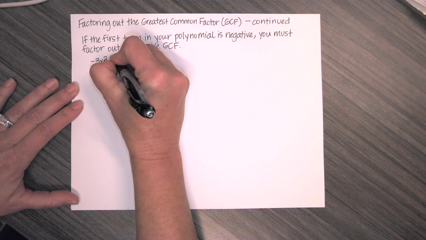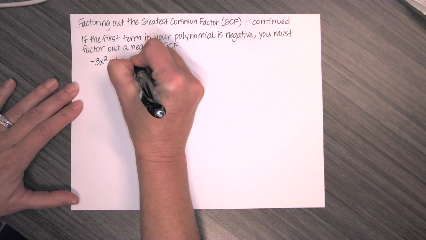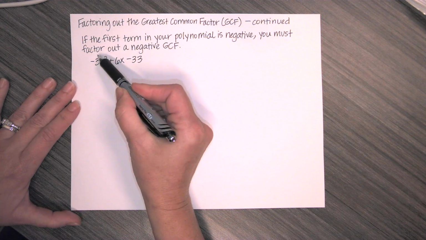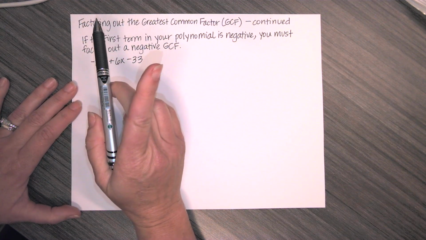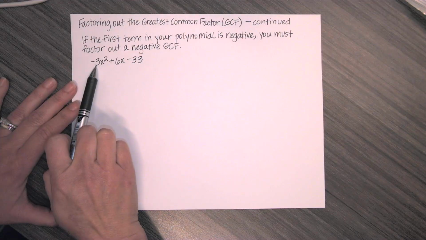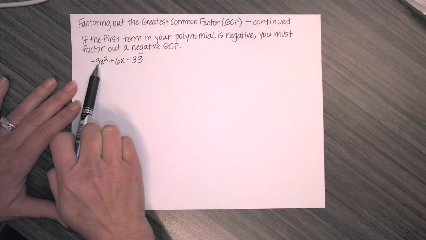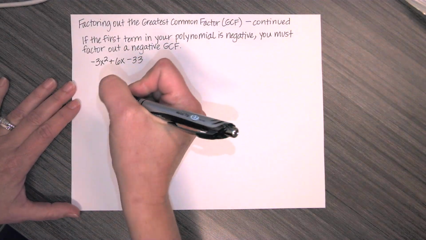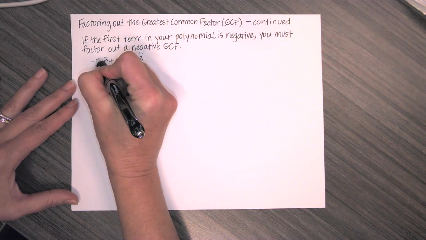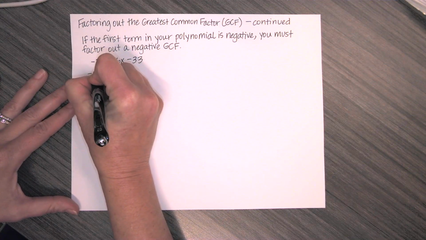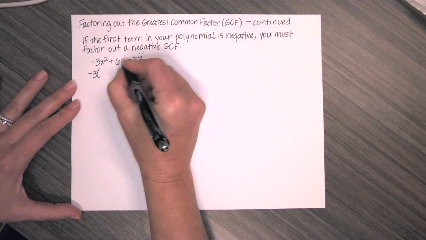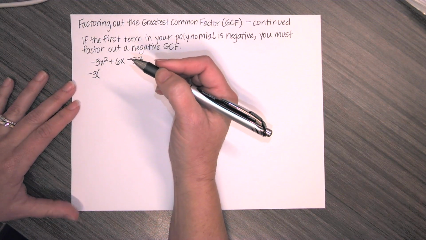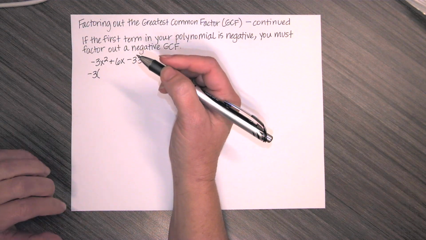If we have negative 3x squared plus 6x minus 33, we do not like for this first term in our polynomial to be negative. So we're going to take care of that when we factor out our greatest common factor. When we take a look at our numbers, we see that all of these are divisible by 3. So we know we have a greatest common factor. Normally we would factor out a 3, but because this first term is negative, we want to factor out a negative 3. That way, we are left with a polynomial that has a positive leading coefficient in case we have to factor further. That will make our life easier.